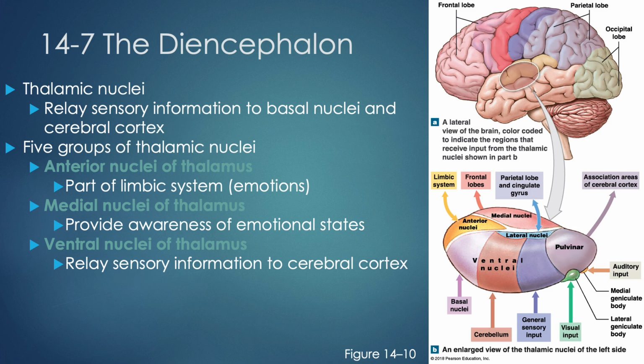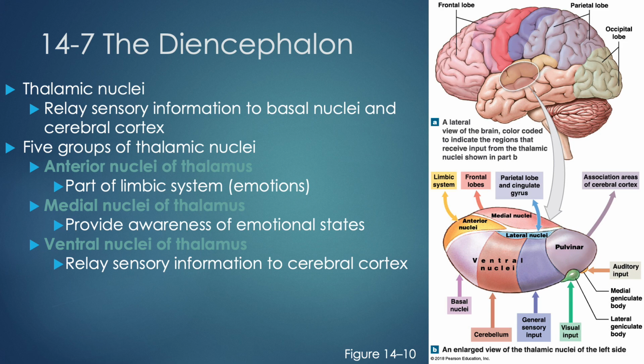The diencephalon has thalamic nuclei, which are responsible for relaying sensory information to the basal nuclei and also to the cerebral cortex. There are 5 groups of thalamic nuclei, and these include the anterior, medial, and ventral nuclei of the thalamus. So the anterior nuclei are part of the limbic system, which manages our emotions. The medial nuclei of the thalamus are going to help provide an awareness of our emotional states, so we understand that we're actually unhappy, or that we are happy, or we're sad. And the ventral nuclei of the thalamus are going to take sensory information and relay it to the cerebral cortex for processing.